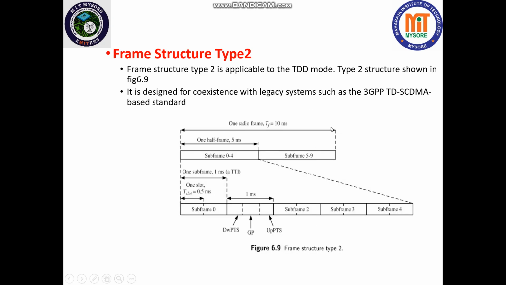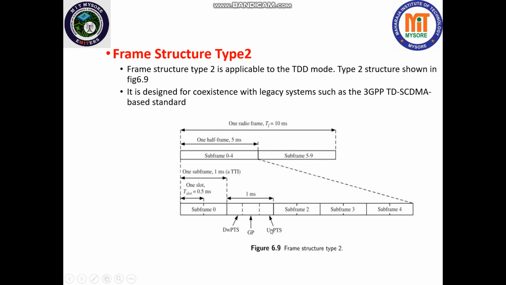You can see over here that in the same frame we can switch between uplink, that is from user equipment to the eNode B, and downlink, from eNode B to the user equipment. For that switchover time we use this guard period, and the complete structure of subframes 0 to 4 is repeated for the next 5 milliseconds.